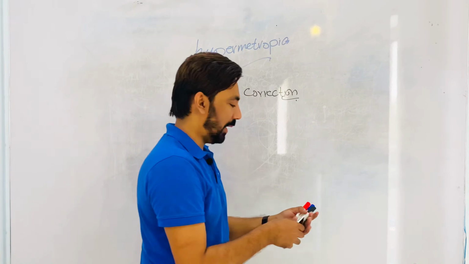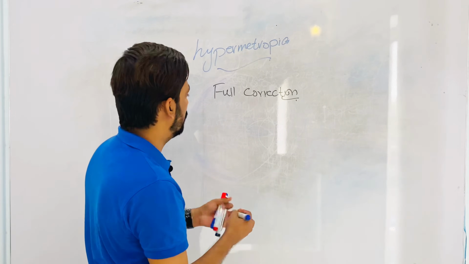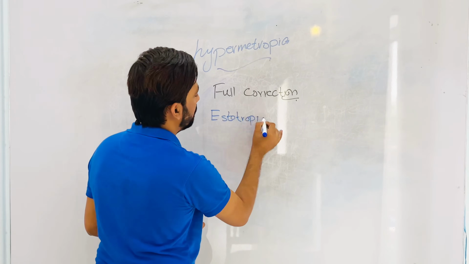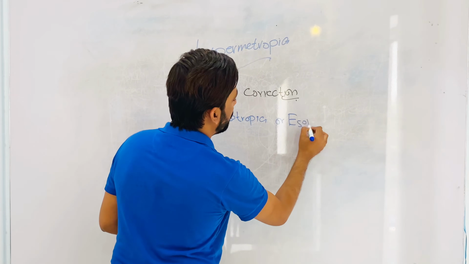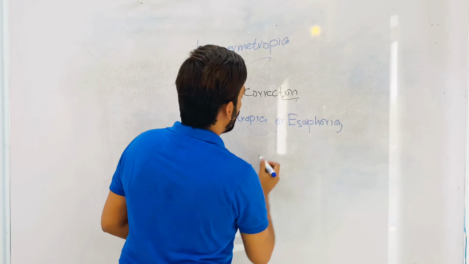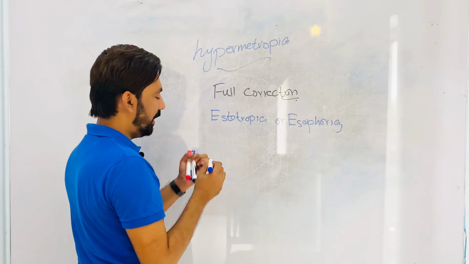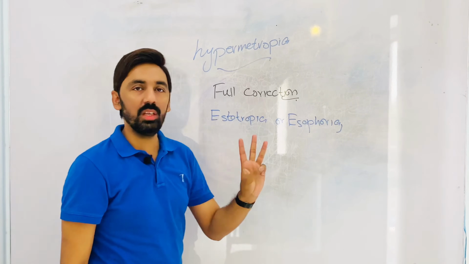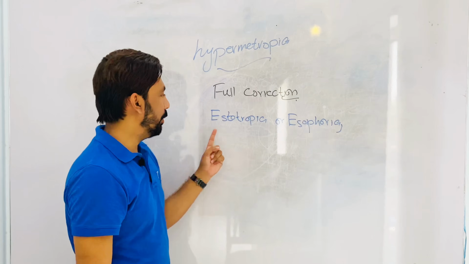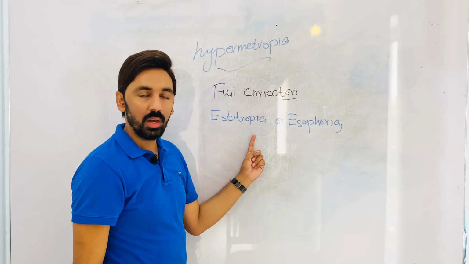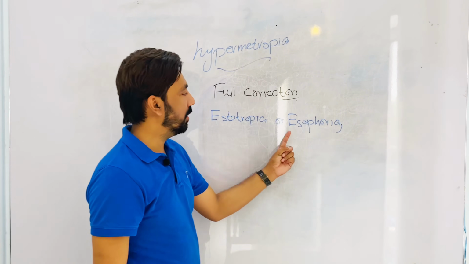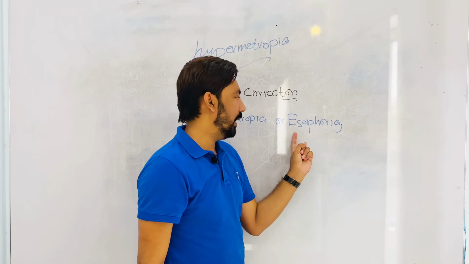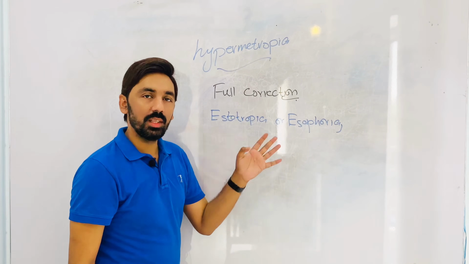When you get a complaint of esotropia or esophoria, if you get three different conditions, you will prescribe full correction in hypermetropia. Condition number one, esotropia, right? Manifest deviation. The second condition is esophoria, right? Latent deviation, latent eso deviation. And what is the third condition? That is family history.